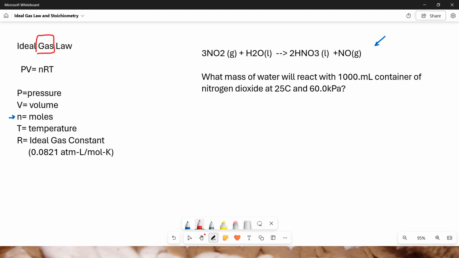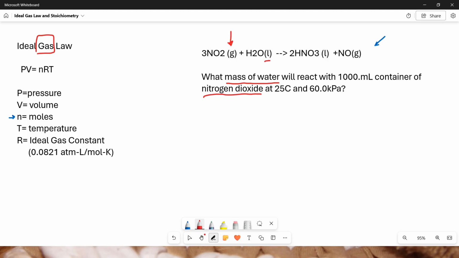But you don't want to get tricked, because if you look at this problem, I'm going to jump ahead real quick. It wants to know the mass of the water. Some students might incorrectly try to solve for the moles using the ideal gas law thinking it's the water. But if you look in the equation, the water is in a liquid state. If you read the problem a little further, it gives the conditions for nitrogen dioxide, which happens to be a gas. Therefore, we can use the ideal gas law because nitrogen dioxide is a gas.